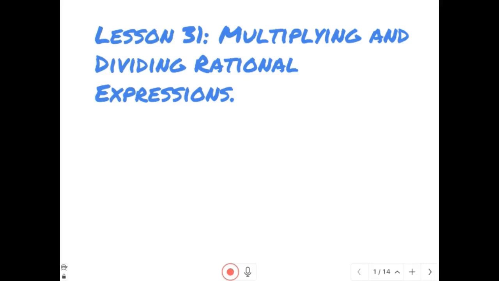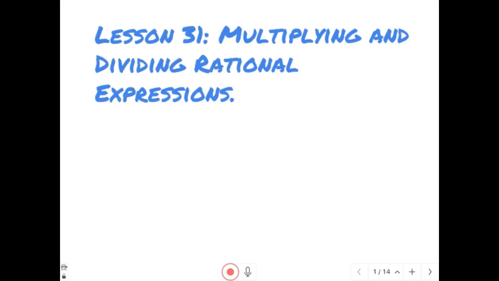Hello students, today we're going to take a look at lesson 31, which is multiplying and dividing rational expressions. I will tell you that this lesson is very similar to our lesson about simplifying rational expressions. So what we're going to be doing is looking at some things, factoring down.